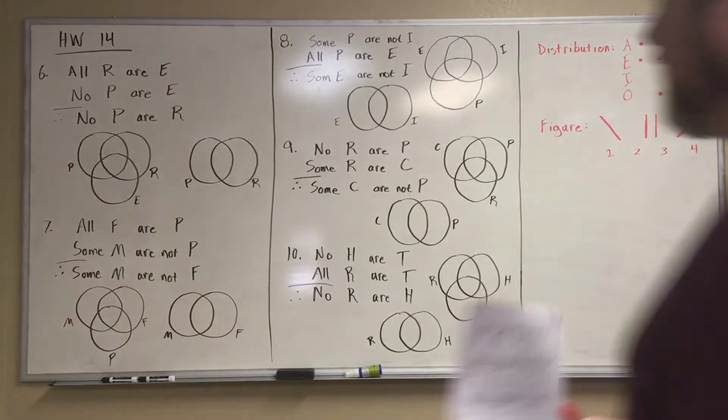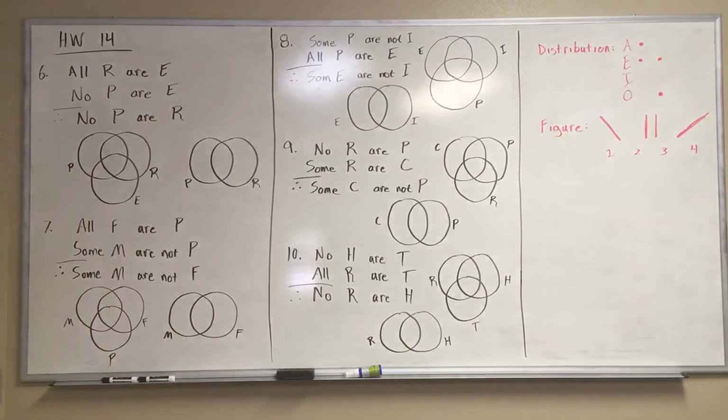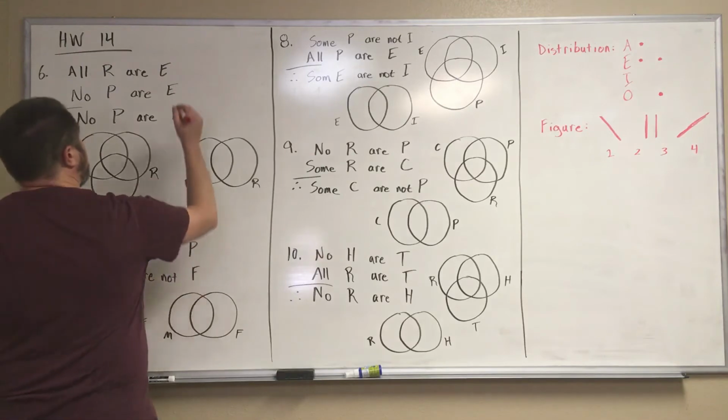Hey everybody, this is the second video for homework 14, 6 through 10. We'll fly through these. Again, I'm going to highlight everything, both the rules and the Venn diagrams, just for extra practice. So let's go ahead and label these.